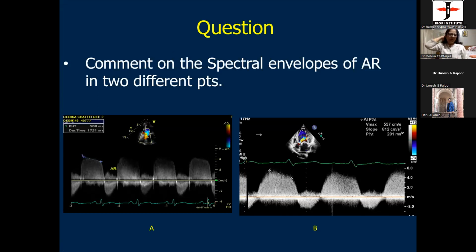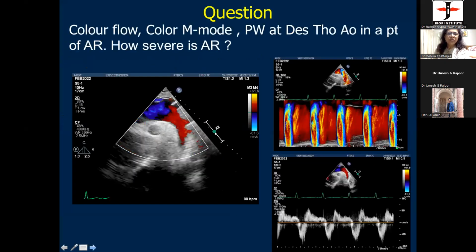When do we say severe for pressure half time? I don't know the exact cutoff value. Less than 200. In some books, it's written 225. Sir, it's 225, isn't it, sir? Yes, it is approximately 200, like 220, 240. There are many variables, but she's right. This one is severe aortic regurgitation, the other is mild aortic regurgitation. Okay. Sirisha, good job done. Thank you. Next question.